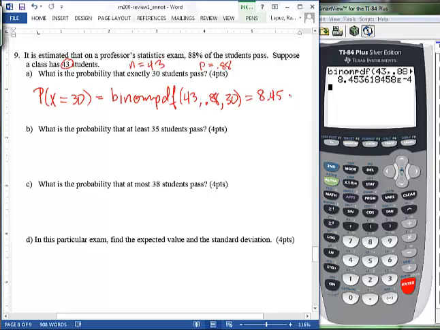8.45, and now if you leave it like this, 8.45, this is not correct because your probability has to be between 0 and 1. So let's put e to the negative 4 there, which says you move the decimal point 4 places to the left. And so this is really what you're looking at.